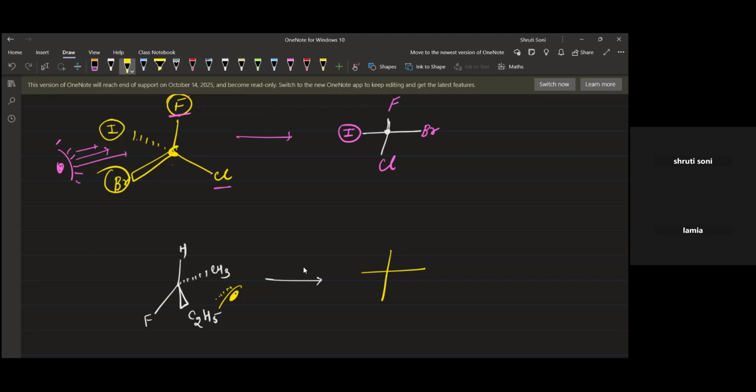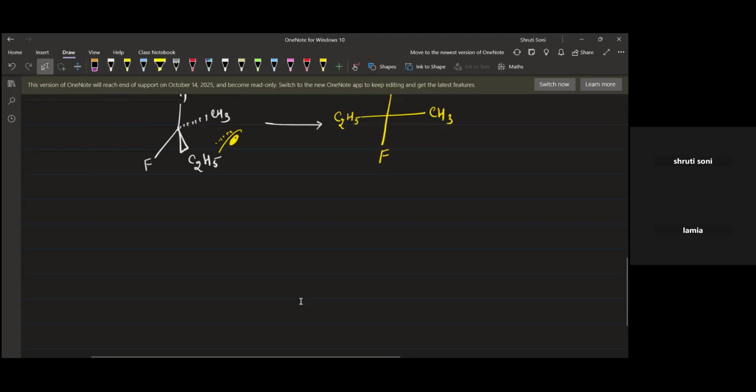CH3. Absolutely, very good. And which is on the left hand side? C2H5. Absolutely, very good. And then hydrogen is on the above side and fluorine is on the below side. So see, this representation is very useful in the case of SN1 and SN2 and E1 and E2 reactions. In that case, what will happen? Let's suppose I'll give you one more example.